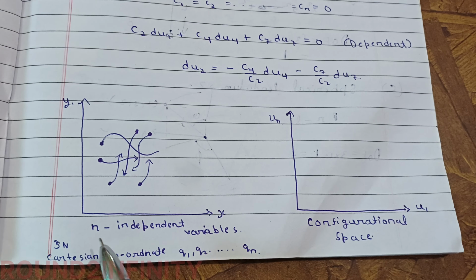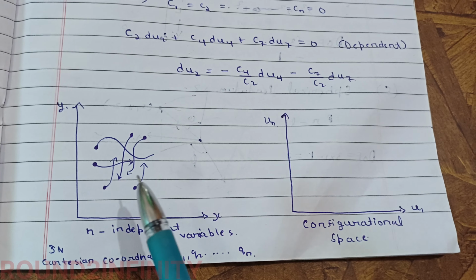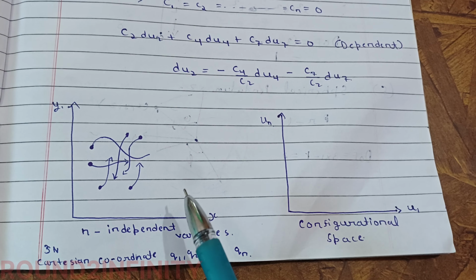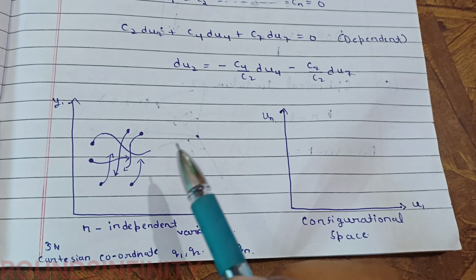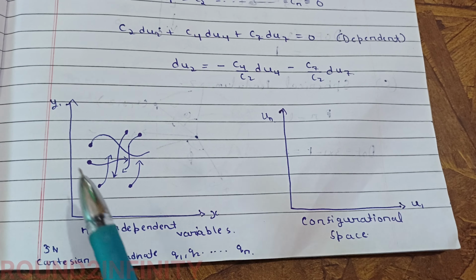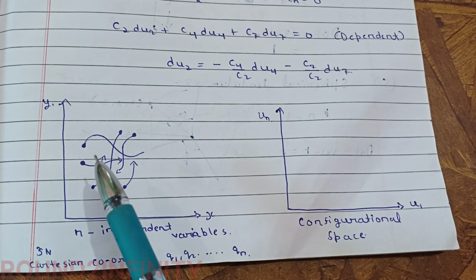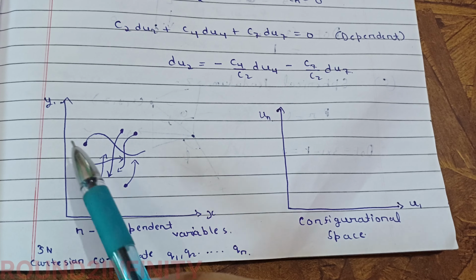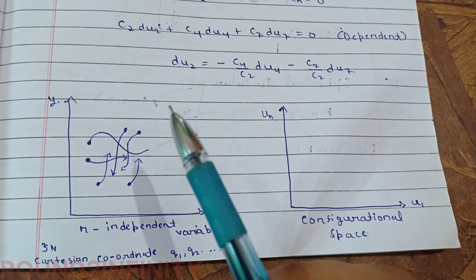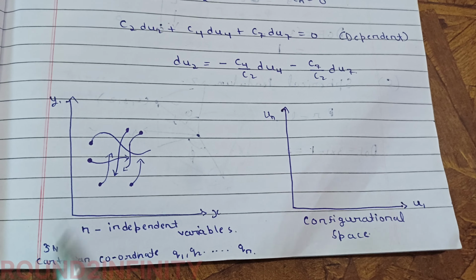Now, if these coordinates are reduced to 3n minus k, they are still very large. If you represent them in this 3D axis, it will be a very complex system, with trajectories for particles 1, 2, 3, 4, 5 and so on. If there are many, they will be very messy here.